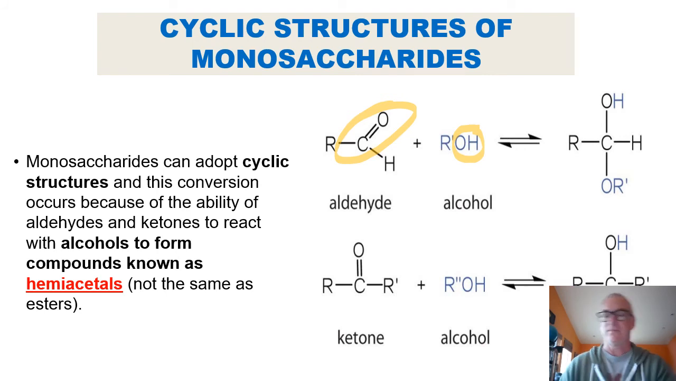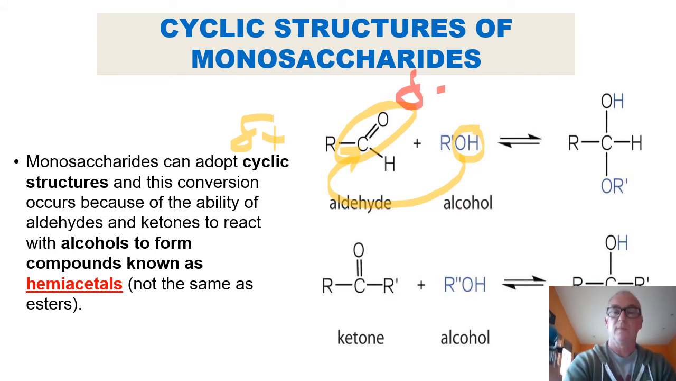Now, oxygen is electron rich and gets attracted to the carbon, which is electron poor because it has the partial positive charge due to the presence of the partial negative charge on the oxygen of the carbonyl. So basically, it sort of runs up from behind and then cyclizes. It makes a bond. So one end reacts with the other end and you form a ring.